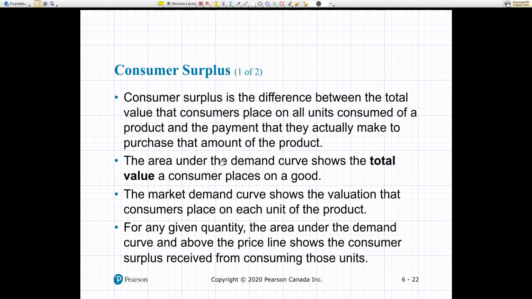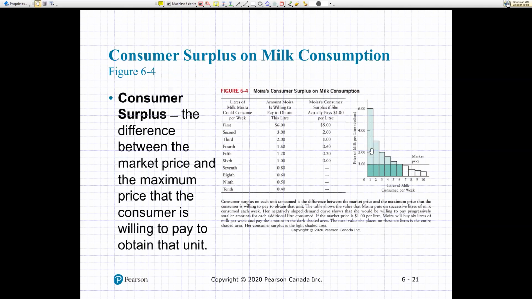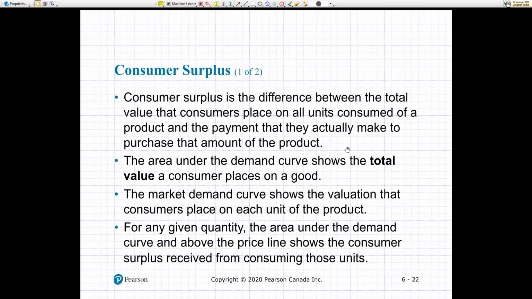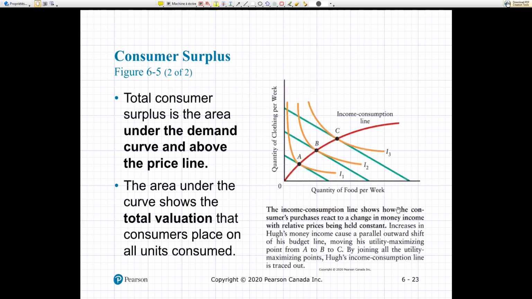All right, so this is just the difference between the total value that the consumer pays on all units. So that's the actual sum of the light blue area here, consumed for a product, and the payment that they actually make to purchase it. So it shows, of course, the market dimensions evaluation. So yeah, that's just saying the same thing.